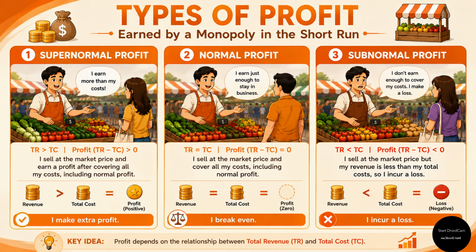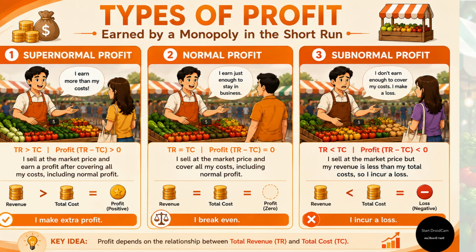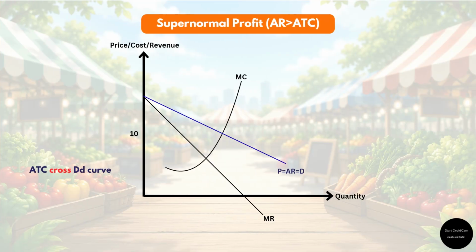The important relationship is therefore between total revenue, TR, and total cost, TC. Let's examine each case using a graph. Before we start, remember the basic rule for profit maximization. A monopolist produces where MR equals MC.